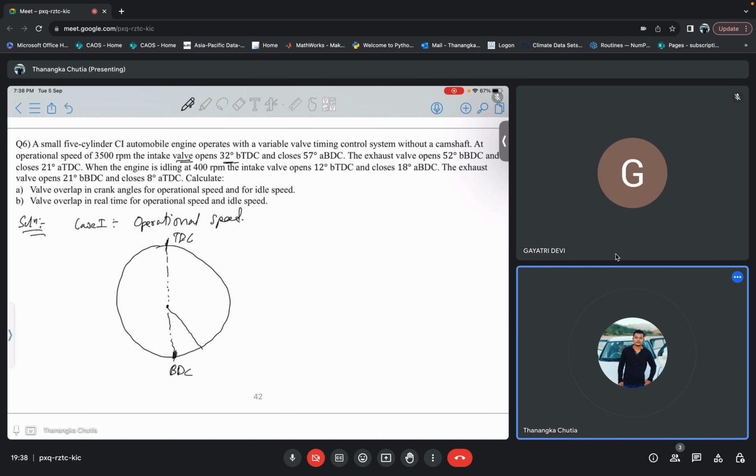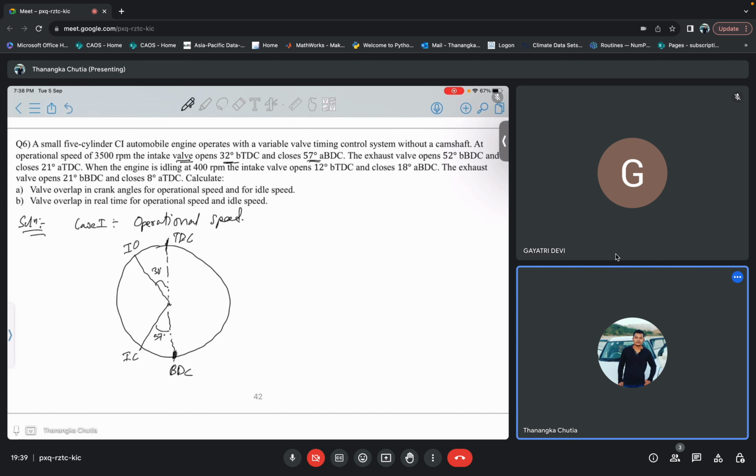It closes 57 degree after BDC, and the inlet valve opens 32 degree before TDC. So this is your inlet valve opens, and your inlet valve closes 57 degree after BDC. So this is the BDC. After BDC, this one. This is your 57 degree, and this is where your inlet valve closes.